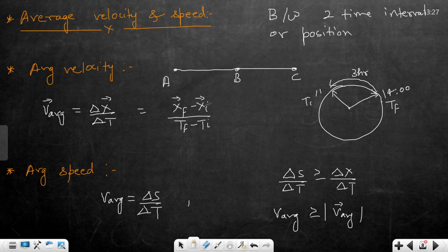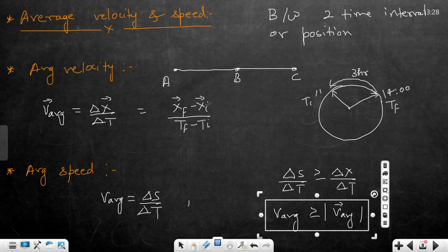Clear? समझ में आया कि नहीं? बोलो. Is it clear? बोलो भाई. Yes. हाँ सर. You can always take this expression that average speed will always be greater than or equals to average velocity का magnitude. Clear? इसे नोट करो. चलो, नेक्स्ट इज, हो गया ना सबका बेटा? यस सर. डन? हाँ सर.